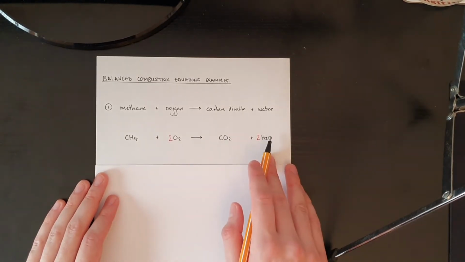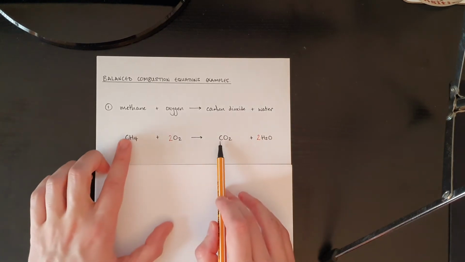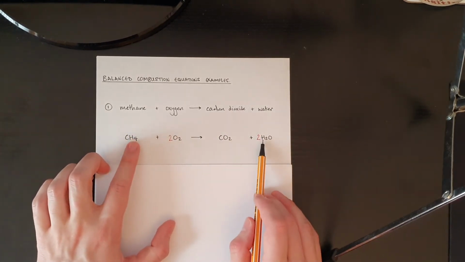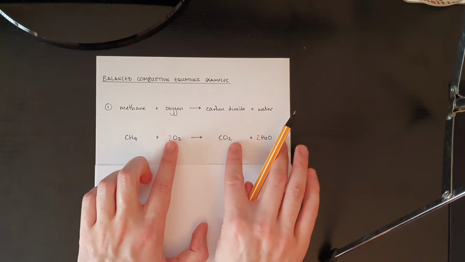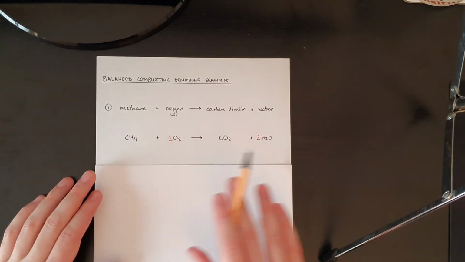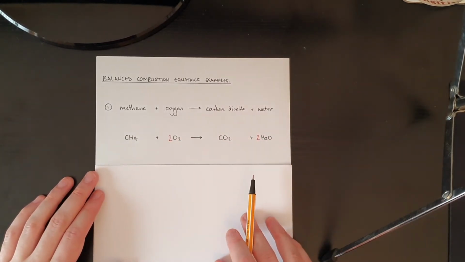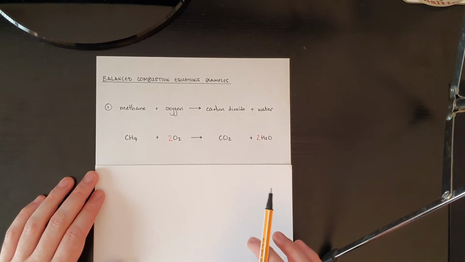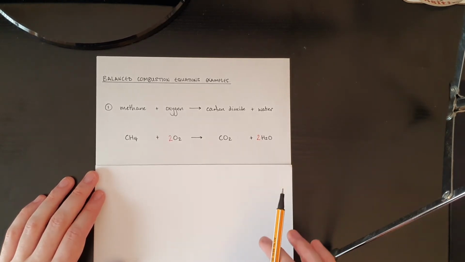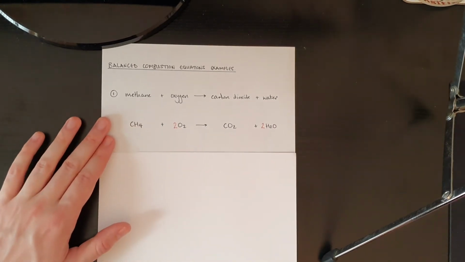So if we now go through all the chemicals, all the elements, we've got 1 carbon on each side, 4 hydrogens on each side, and 4 oxygens on each side. So this is now a balanced chemical equation, because the overall mass and the number of each atom is the same on both sides of the equation. And that's all we're going to do to the following 2 examples.